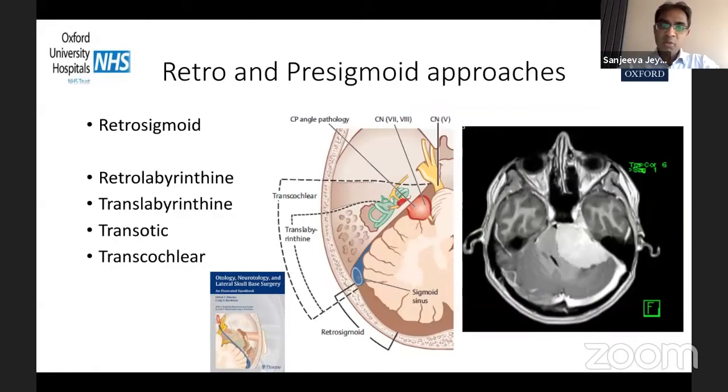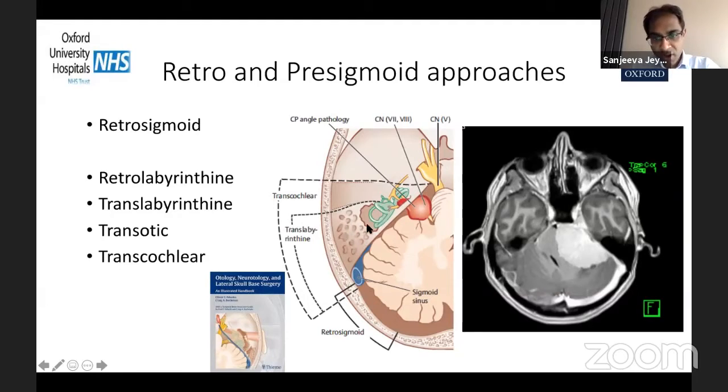Now, these are the different approaches that we're talking about here. You have the pure retrosigmoid approach, the real workhorse approach, excellent, very, very useful. And a lot of people would take on a tumor like this that way, and I think that's very reasonable. But today we're talking about approaches going through the petrous bone here.